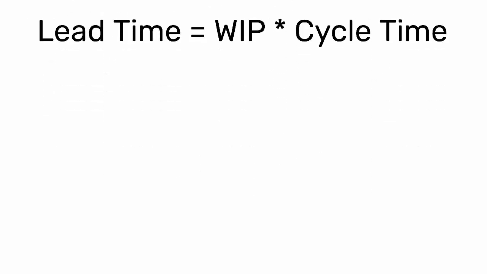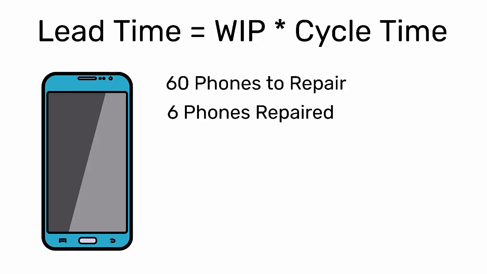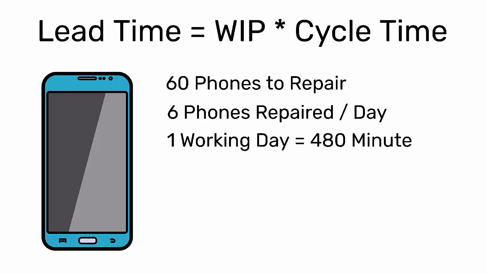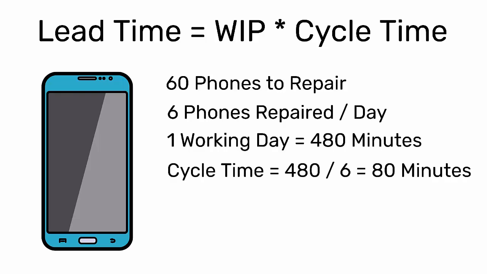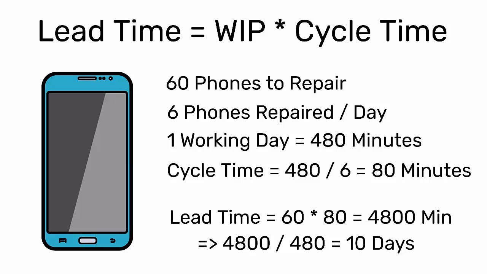The repair shop now has 60 phones waiting. The technician repairs 6 phones per day. A working day is 480 minutes. Cycle time equals 480 divided by 6 equals 80 minutes per phone. Lead time equals 60 multiplied by 80 equals 4,800 minutes, which is 80 hours, which is 10 days. Exactly the same result as with the other formula.